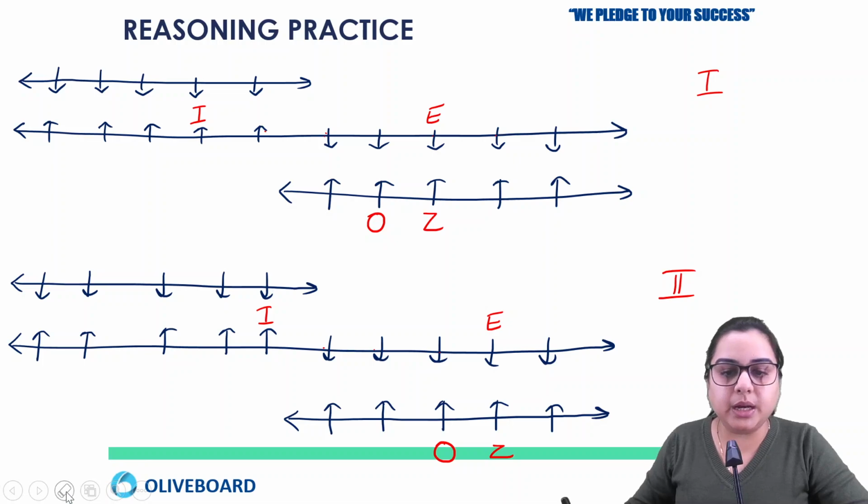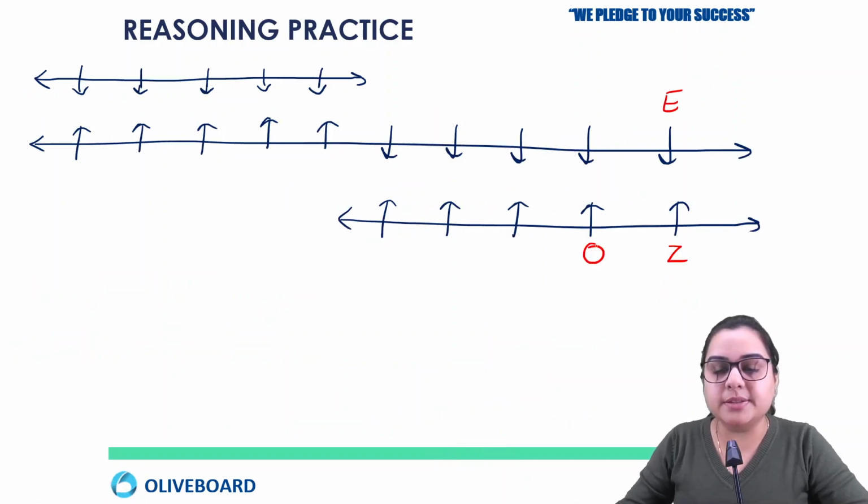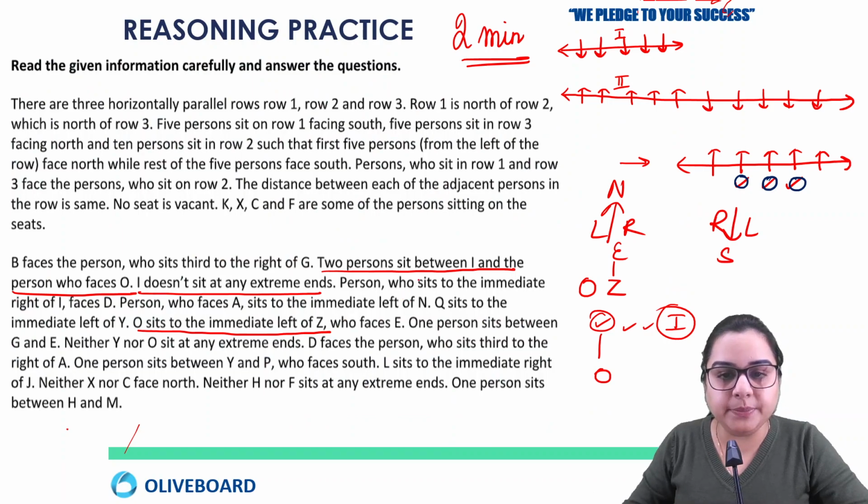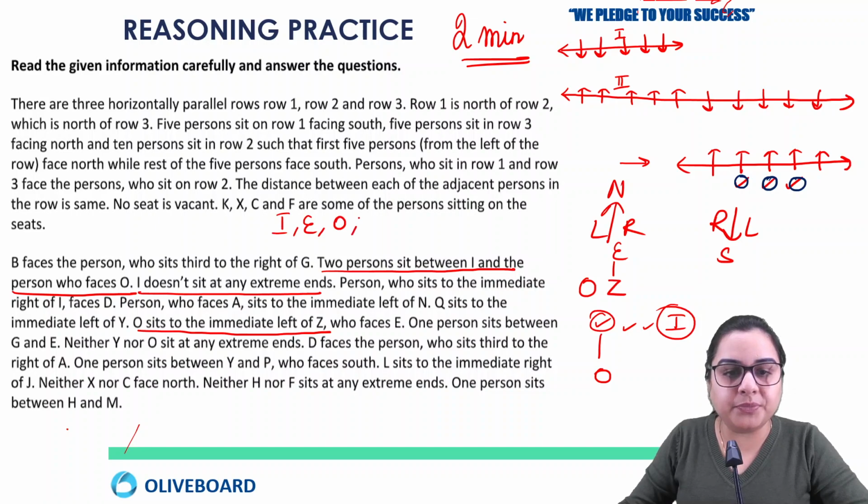Okay, now next what we are going to do? We are going to fill this in the third possibility. So here the person who faces O, we have to leave two positions, and hence I will be written here. Okay, so these are the informations that we can use. Now we have solved about I, E, O, Z. Now let's see if there is any other information. We are done with I, E, O, Z. So what is any other information?